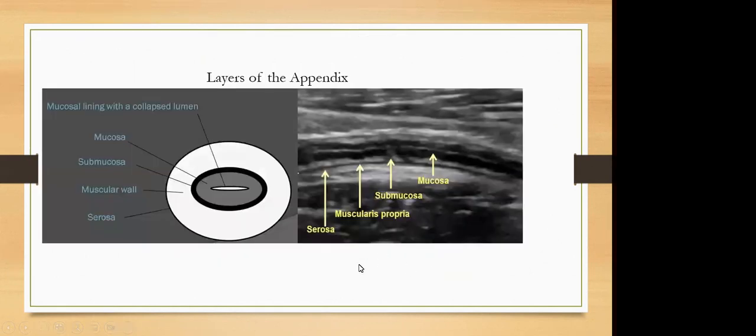And let us look at the layers of the appendix. So this is a diagram of the appendix, and this is the ultrasound image of the appendix. So you have got the lumen inside, this collapse here, and then you have got the mucosa, submucosa, the muscular wall, and the serosal outside. The same here showing up here. So those are the layers of the appendix. You take that appendix, you cut inside, you are looking at the layers of it.